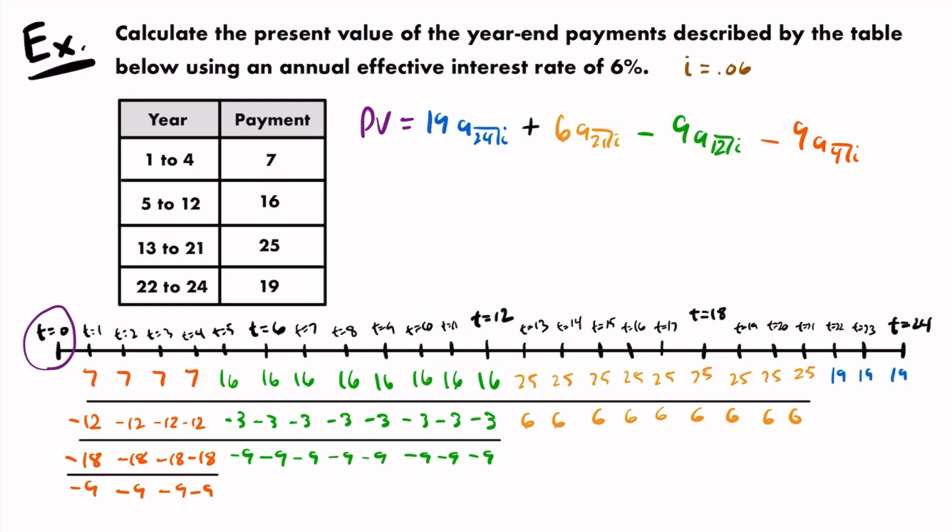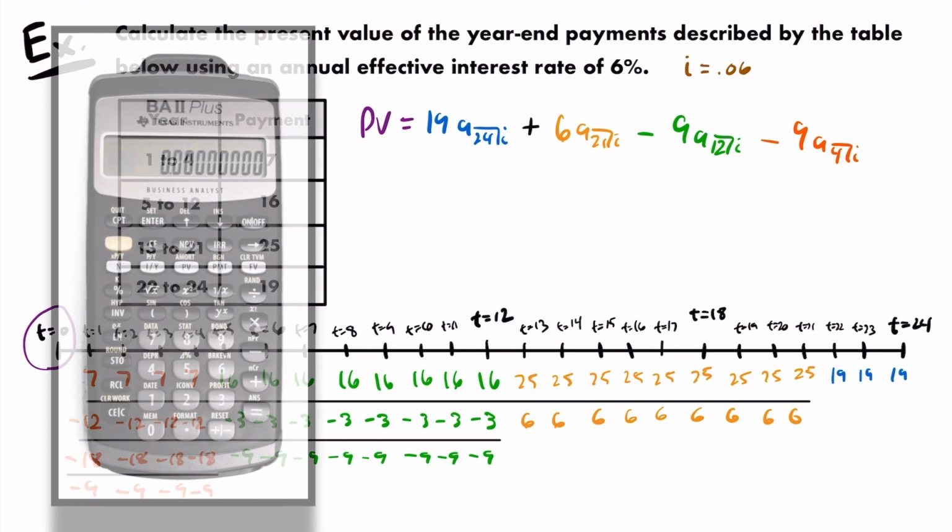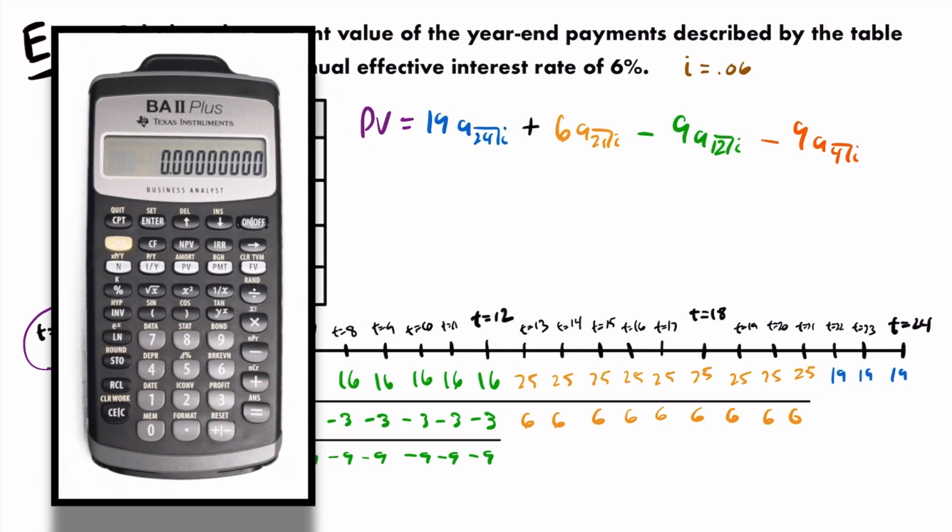And now, just to show you that this is indeed quicker to put into your calculator to calculate the present value of these payments, I'm going to do it for you here real quick. Here is my BA2 Plus calculator. I'm going to start by calculating this present value right here, 24 payments of $19 using a 6% interest rate.